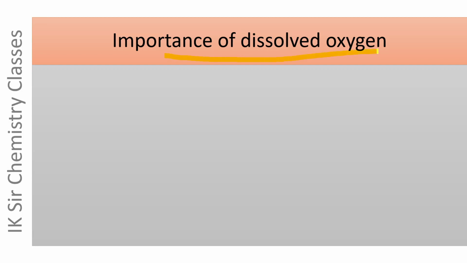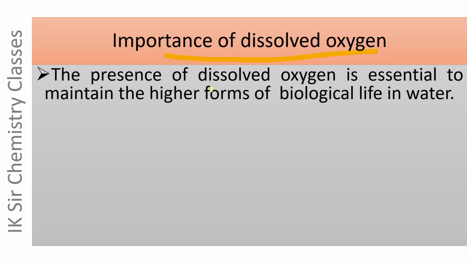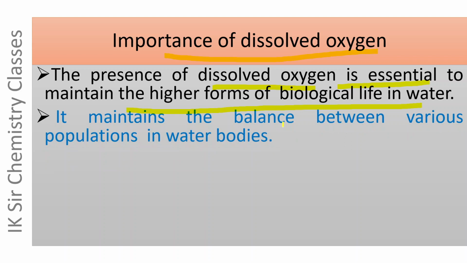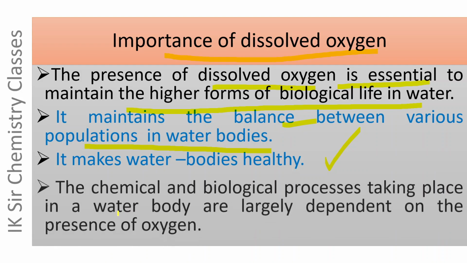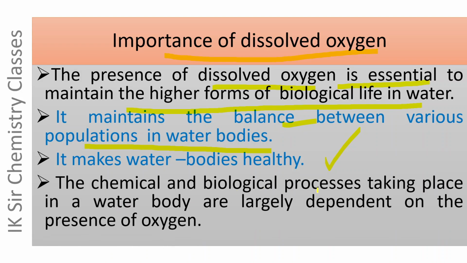Importance of dissolved oxygen. The presence of dissolved oxygen is essential to maintain the higher forms of biological life in water. It maintains the balance between various populations in water bodies. It makes water bodies healthy, and the chemical and biological processes taking place in a water body are largely dependent on the presence of oxygen.